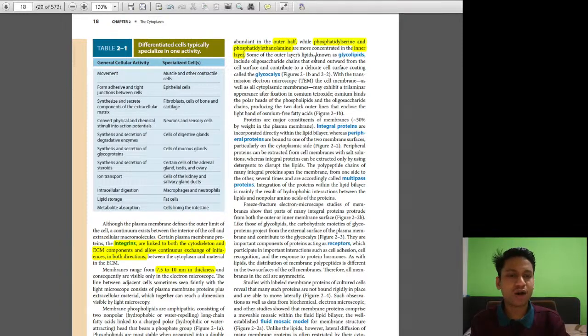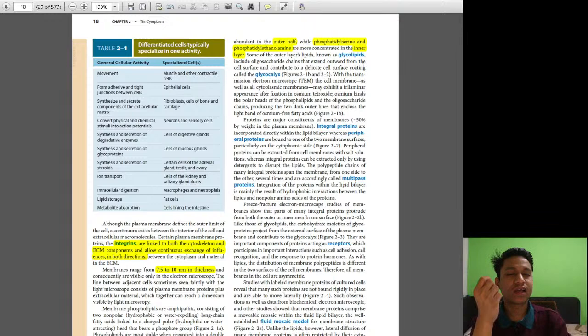Okay, some of the outer layer lipids, known as glycolipids, include oligosaccharide chains that extend outward from the cell surface and contribute to the delicate cell surface coating. We know what is glycocalyx. So some glycolipids from the membrane just extend outwards and give a thin coating, and that coating is the glycocalyx. What is glycocalyx?